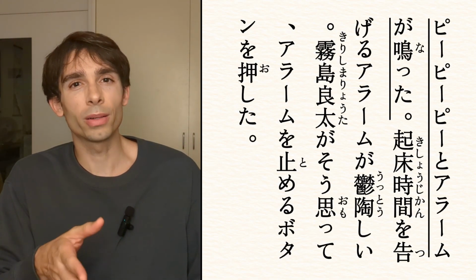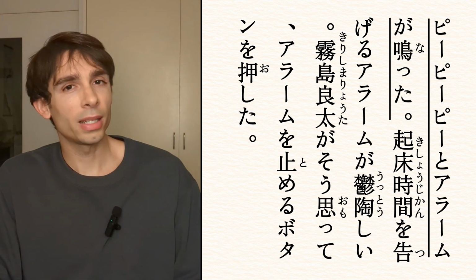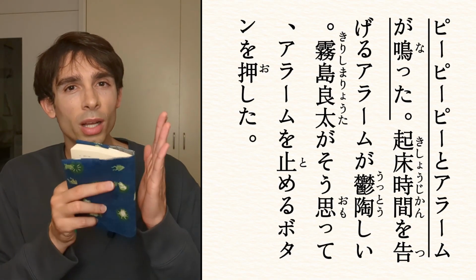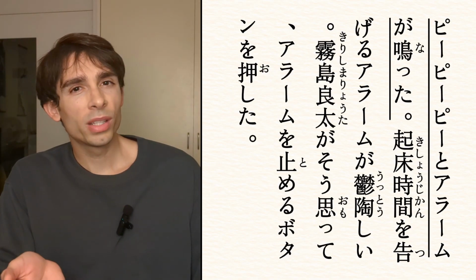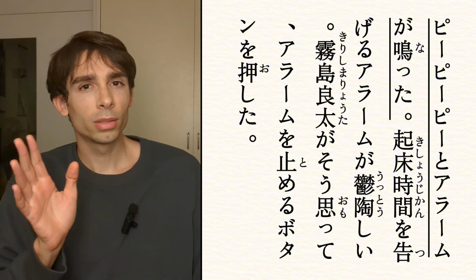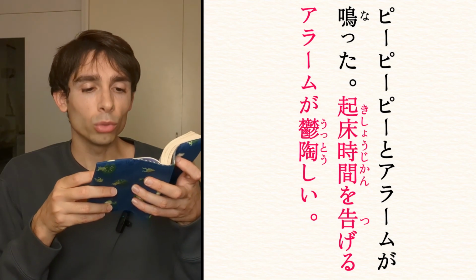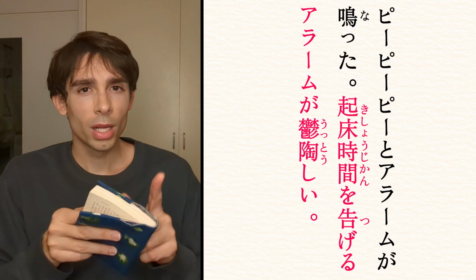be dealing with particles in this video. They are very important for comprehension, of course, but as I said before, I want to focus on structure here. So why was the ga particle used instead of the wa particle here? That doesn't really matter for this video. So let's continue. 起床時間を告げるアラームが鬱陶しい。Here we go.